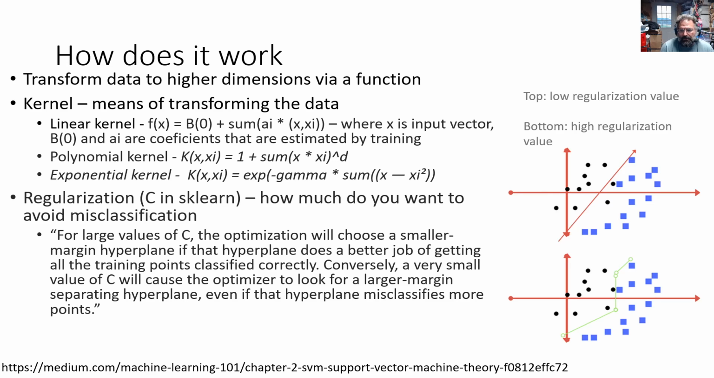Not everything can be separated with a linear function. So that's why we use things like polynomial functions, where there's something being raised to a power, and then an exponential kernel, which is a similar sort of experience: gamma times a sum of the differences of something squared.